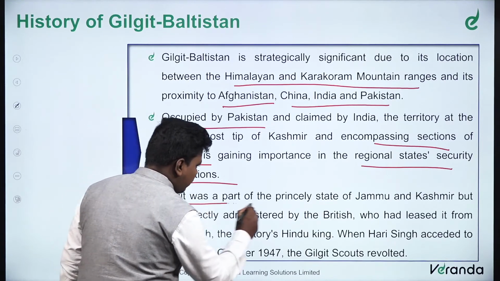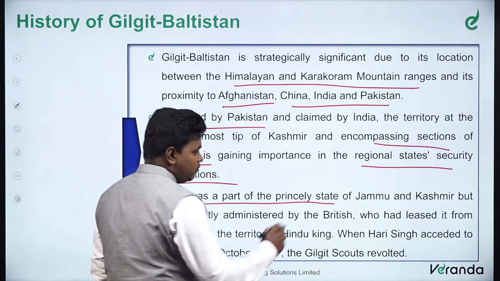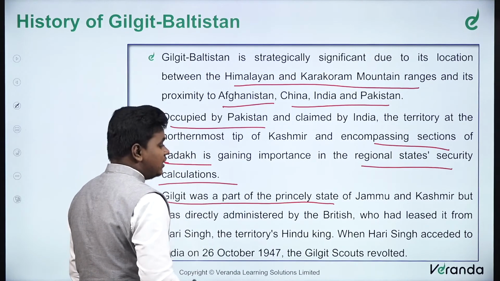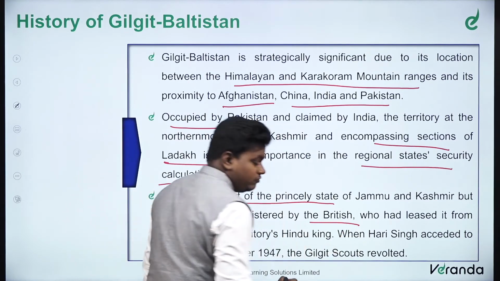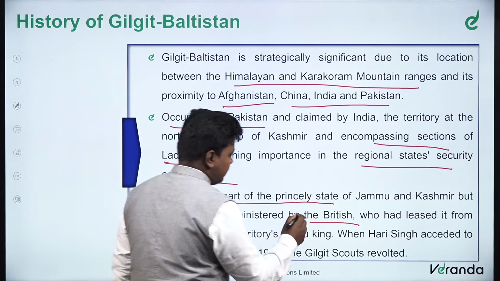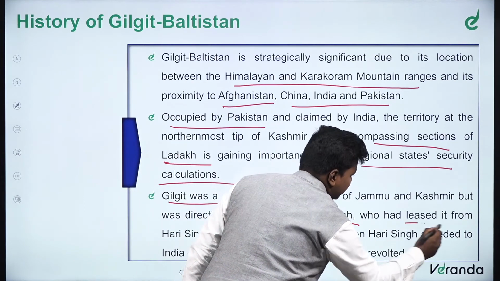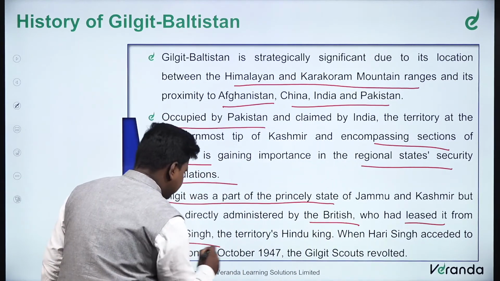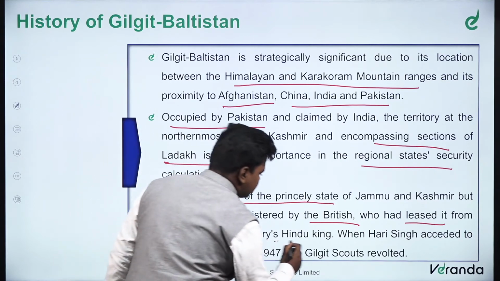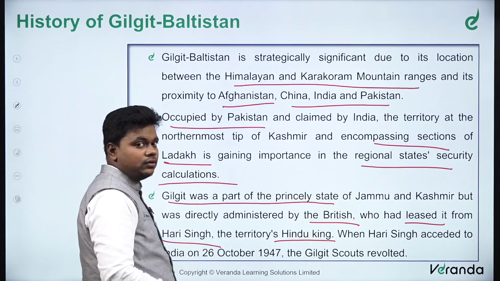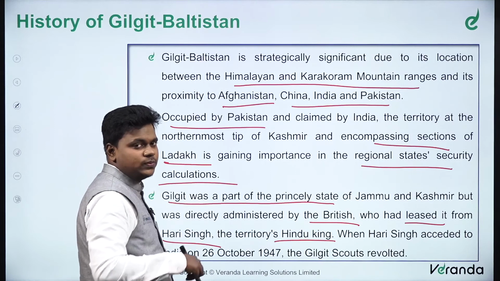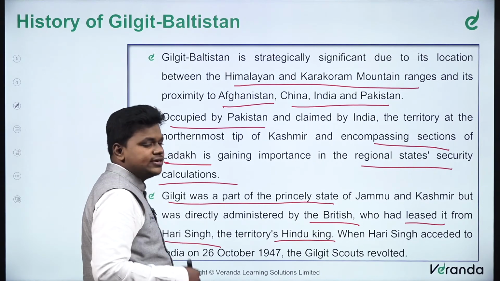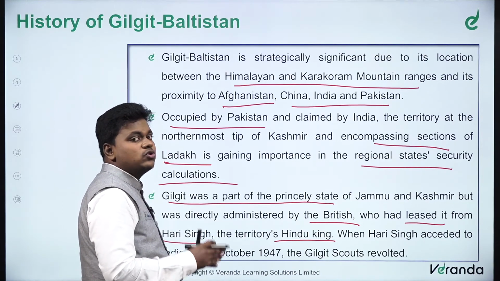Gilgit was a part of the princely state of Jammu and Kashmir but was directly administered by the British. Before the time of independence, it was administered by the British, who had leased it from Hari Singh, the territory's Hindu king. So we all know that Hari Singh is a Hindu king, whereas the region of Kashmir is dominated by a Muslim population. That is why the problem is more significant.